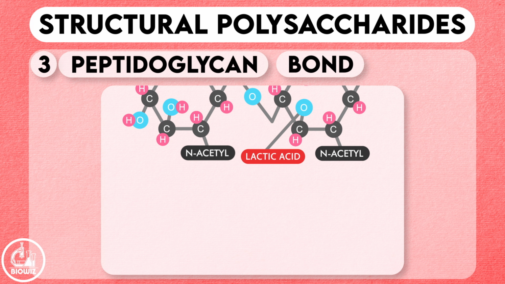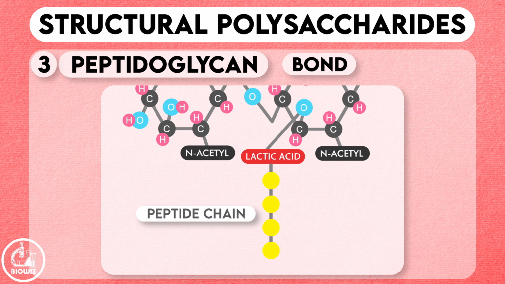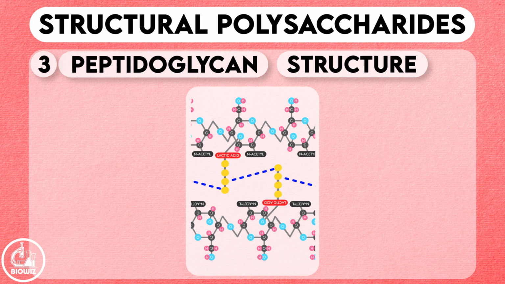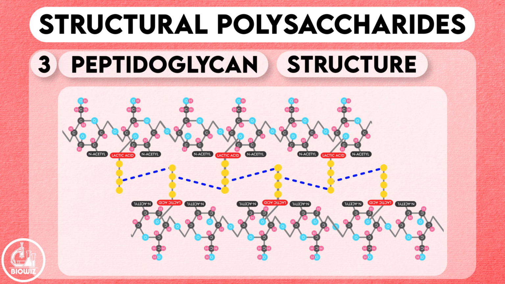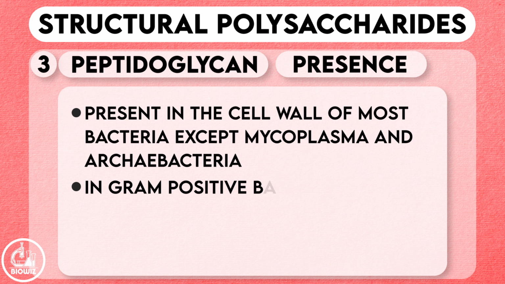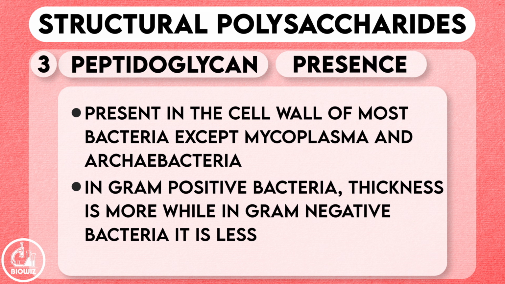Besides this, the lactic acid group of each NAM unit attaches a short peptide chain which consists of 2 to 5 amino acids depending on the bacterial species. The multiple chains of peptidoglycan attaches to each other by hydrogen bonding between these peptide chains. Peptidoglycan is present in the cell wall of most primitive organisms called bacteria. And that's all about structural polysaccharides.